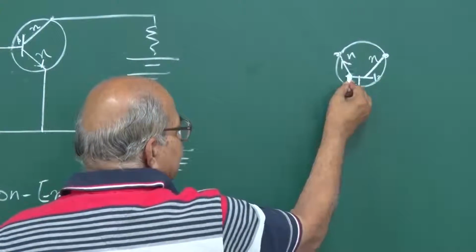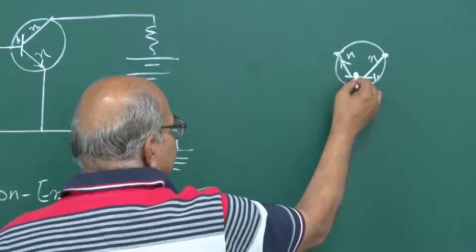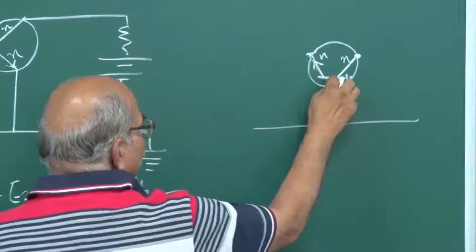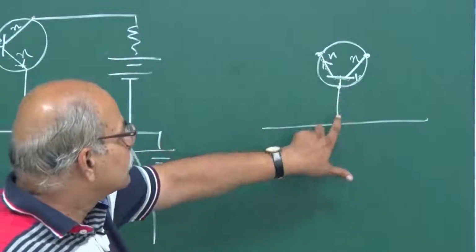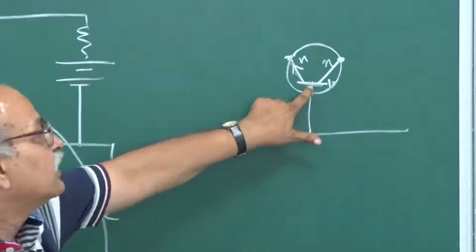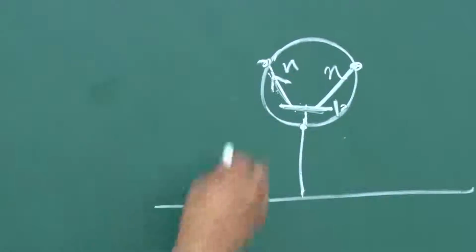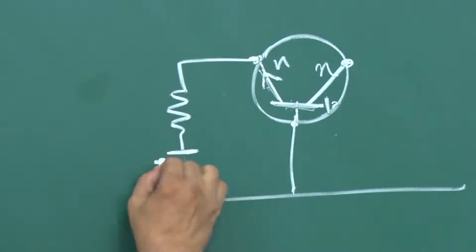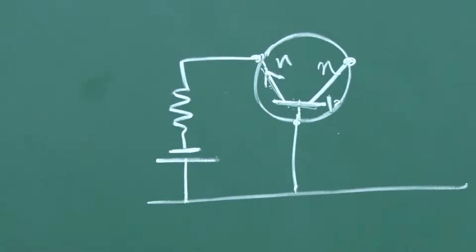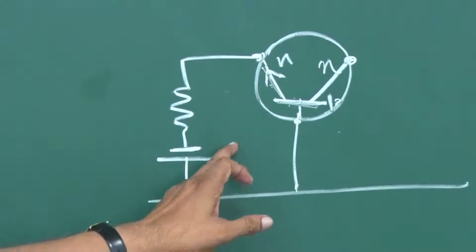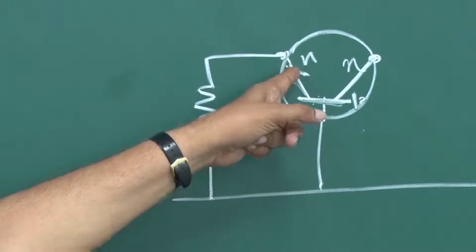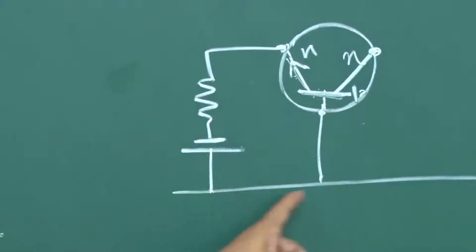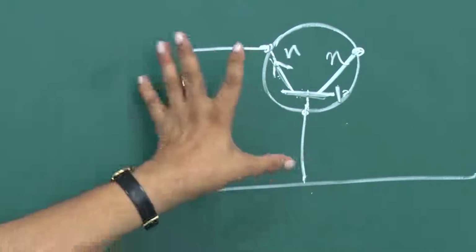So base emitter, this should be forward biased. So if I take it here, then this P should be at a higher voltage, and this N should be at a lower voltage. So if I take it from here and then take a resistance, I should put negative of the cell here and positive of the cell here, and then connect. So this will ensure that this emitter, which is N type in this NPN transistor, is at a lower voltage as compared to this base, and this is forward biased.